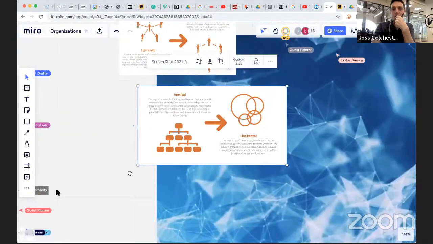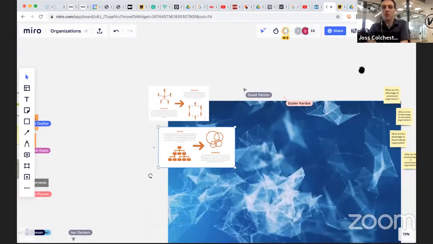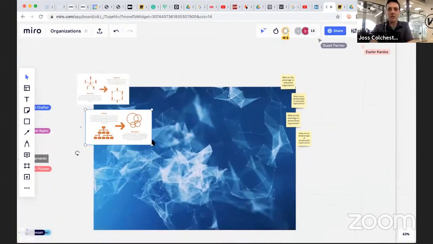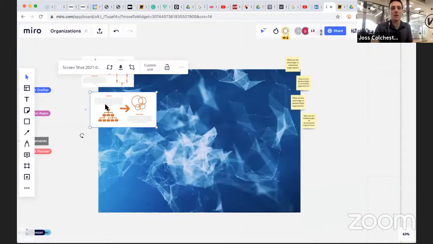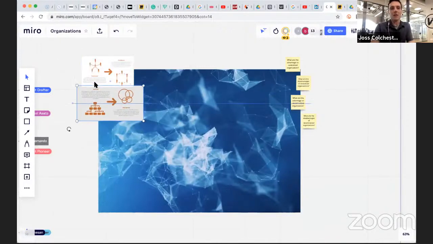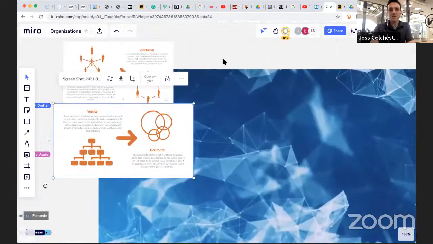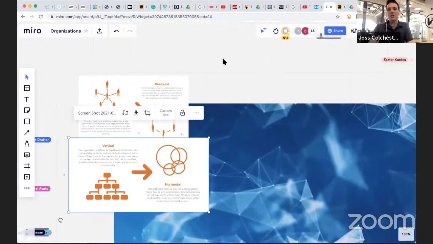So let's take a couple of questions here. What are the advantages to centralized organizations? What are the disadvantages to centralized organizations? And the same for decentralized organizations. I guess we covered some of them already, but please jump in and post up some more thinking. You could have ideas about this flat versus vertical, or this question of autonomy.